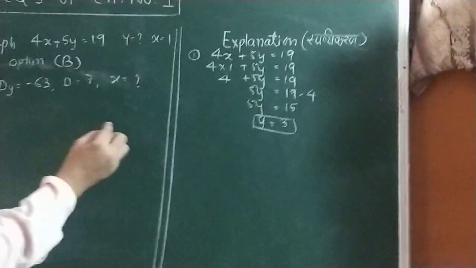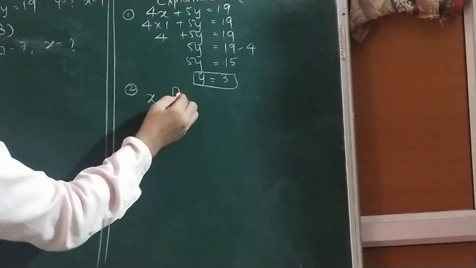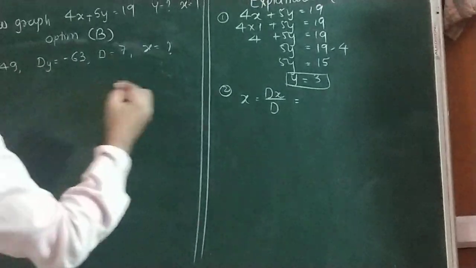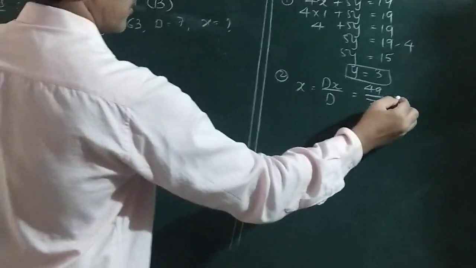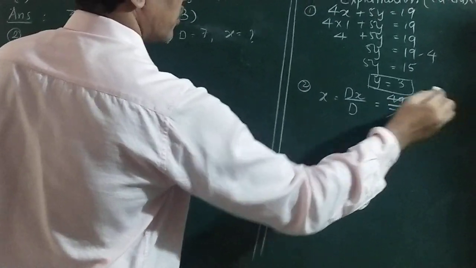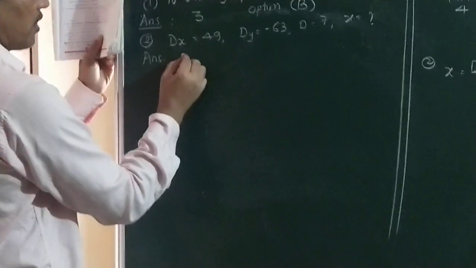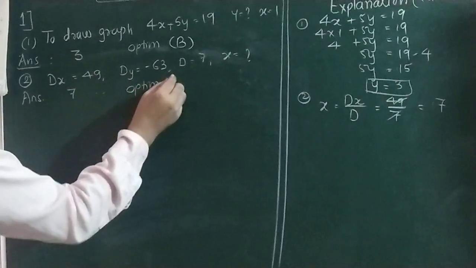Okay. So for finding x, we know x is equal to, the formula is what? Dx upon D. What is Dx? 49. What is D? 7. So cancel, it is equal to only 7. So where is 7? Yes, option A. So the answer is 7 and option A.